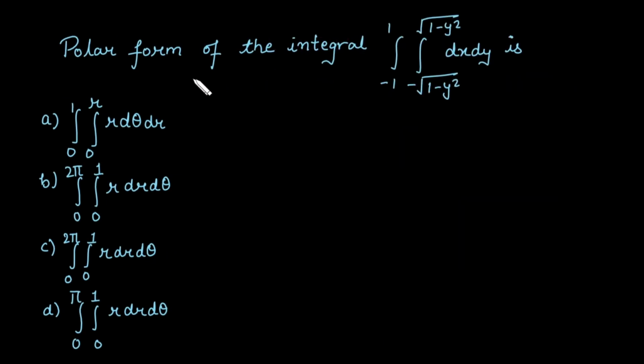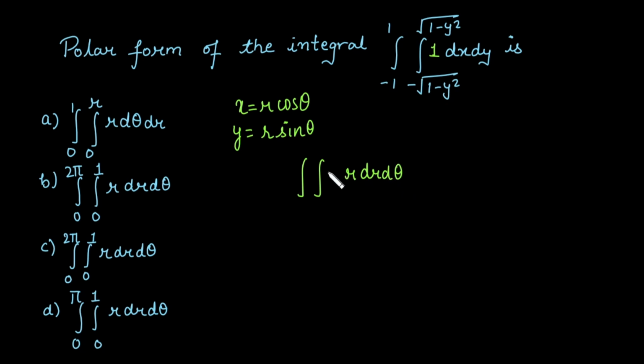For example, what is the polar form of this integral? Here the function is 1. How to convert this into the polar form? Take x equal to r cos theta, y equal to r sin theta. This is equal to the double integration, where dx dy is converted into r dr d theta, and the function is 1. Now we need to find the limits of r and theta.